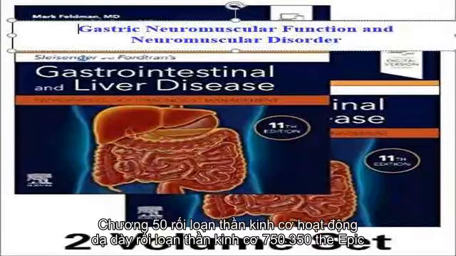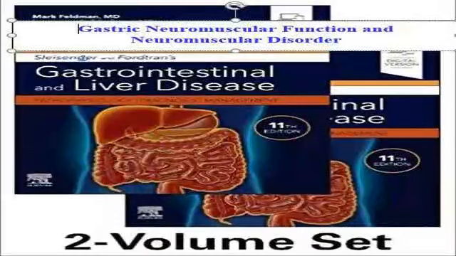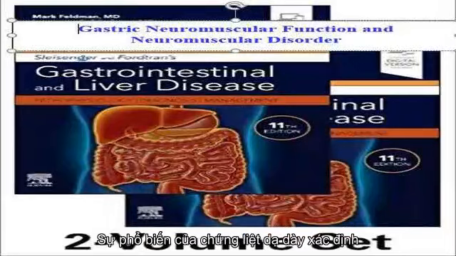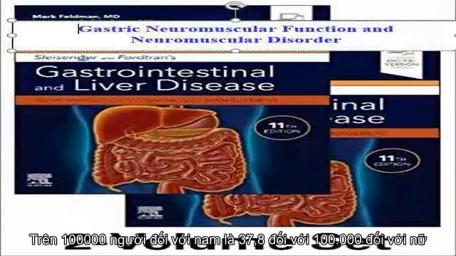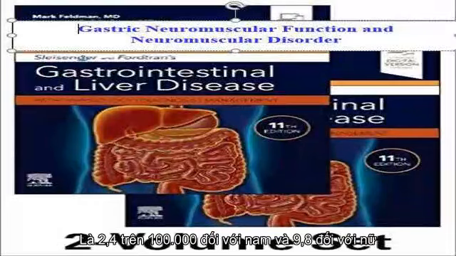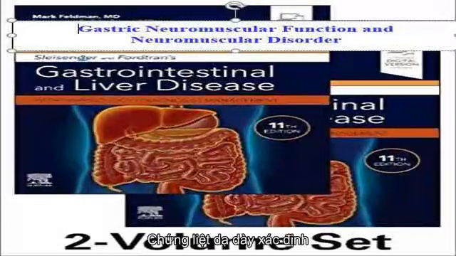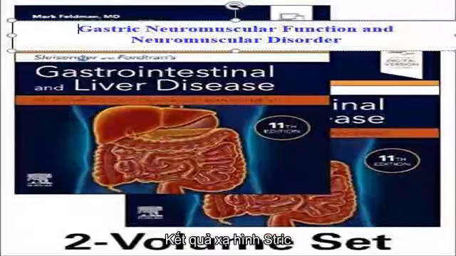Chapter 50, Gastric Neuromuscular Function and Neuromuscular Disorders. The epidemiology of gastroparesis is just beginning to be understood. Data from Olmsted County, Minnesota, indicate an age-adjusted prevalence of definite gastroparesis of 9.6 per 100,000 persons for men and 37.8 per 100,000 for women. The incidence was 2.4 per 100,000 for men and 9.8 for women. The definite gastroparesis group was established on the basis of standard gastric scintigraphy results.